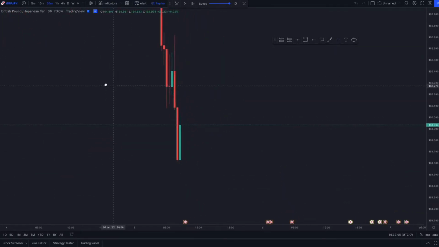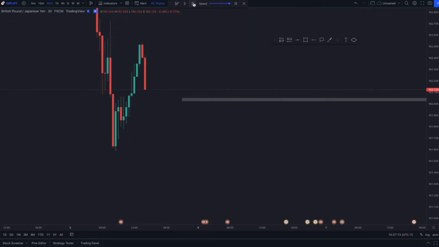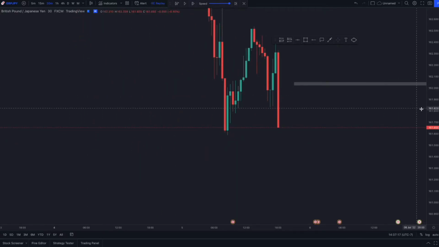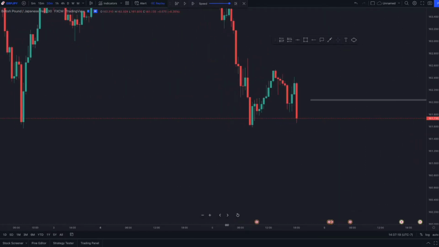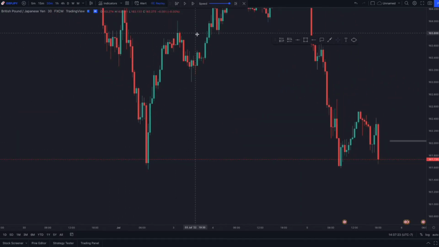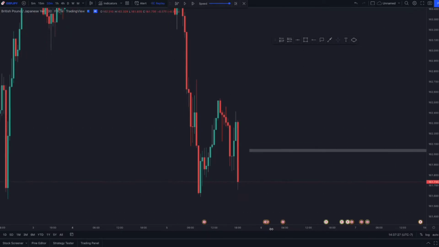Let's go to the next London. Let's try to find another example. Okay, it looks like we found support. Yeah, right here in the past, you rejected this area and pushed back up. So this is like a strong area.